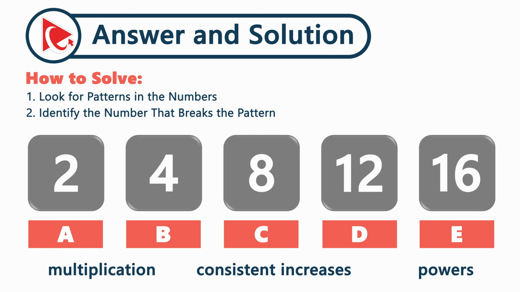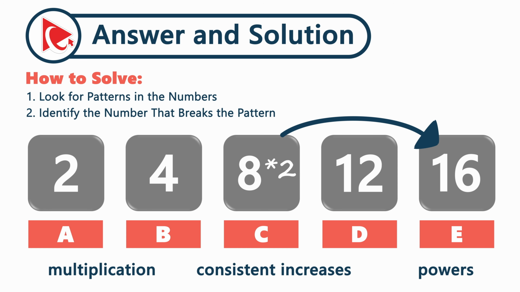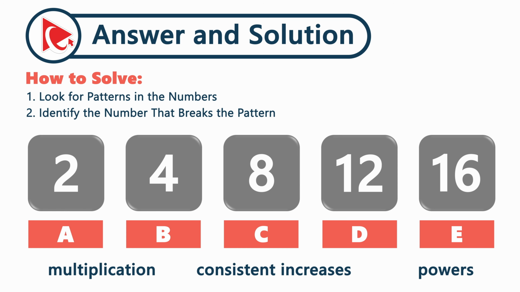If we think it's multiplication, we need to multiply by 2. 2 multiplied by 2 is 4. 4 multiplied by 2 is 8. So far so good, right? But it breaks here. 8 multiplied by 2 would be 16. Which might be a solution since number 12 doesn't belong, right? And the correct answer would be choice D. But I thought of this a little differently.